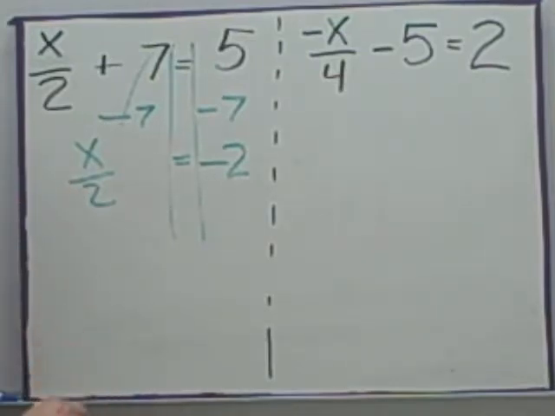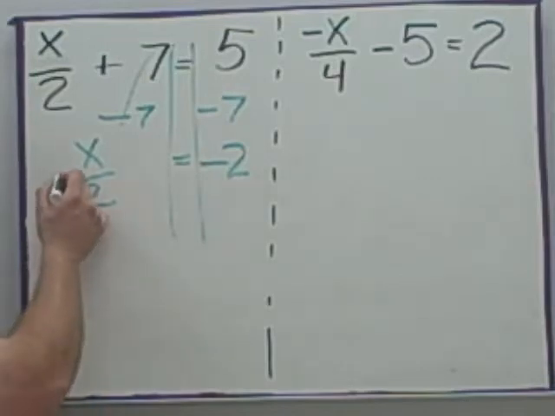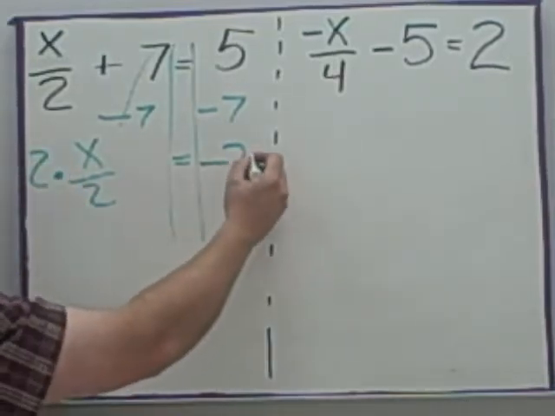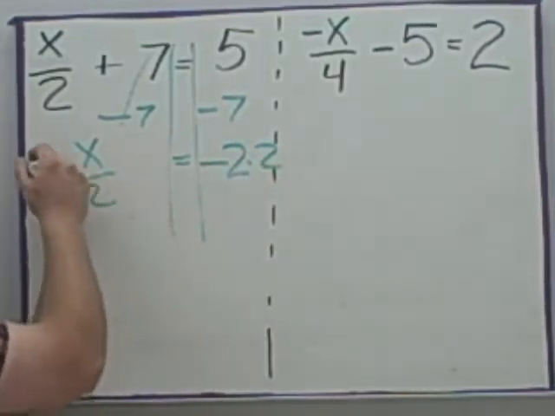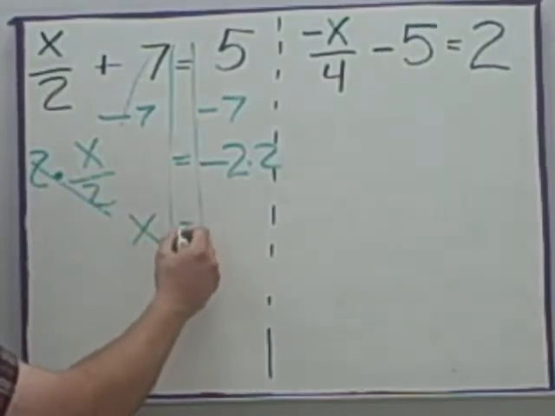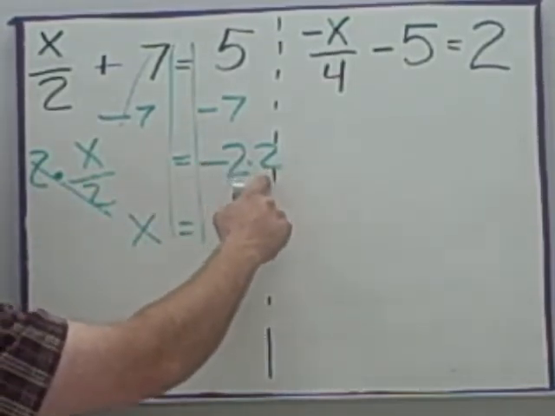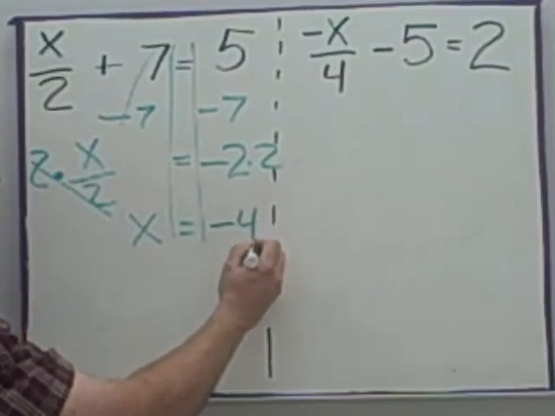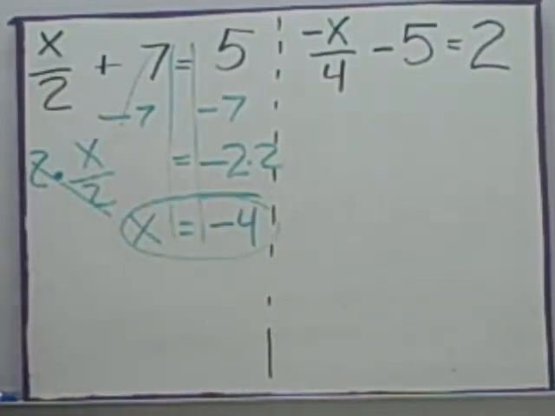The opposite of dividing is multiplying. So I'm going to multiply by 2. And when I do that, these 2's cancel out. I get x on this side. Negative 2 times positive 2 is negative 4. There's my answer. X equals negative 4.